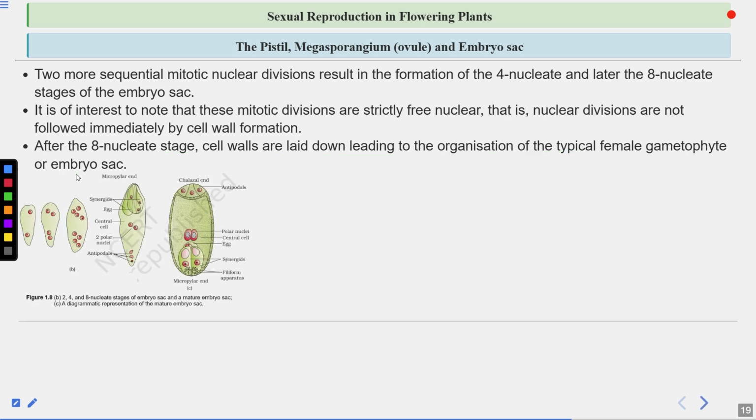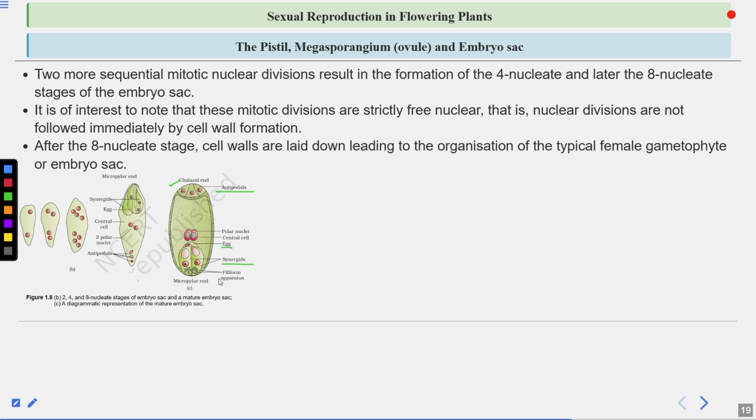And here you can see the wall is laid around the egg, around the synergid cell, and around the antipodal cells. So here you can see the 3 antipodal cells at the chalazal end. There is a single egg surrounded by the 2 synergid cells. Unitedly, this is called the egg apparatus.